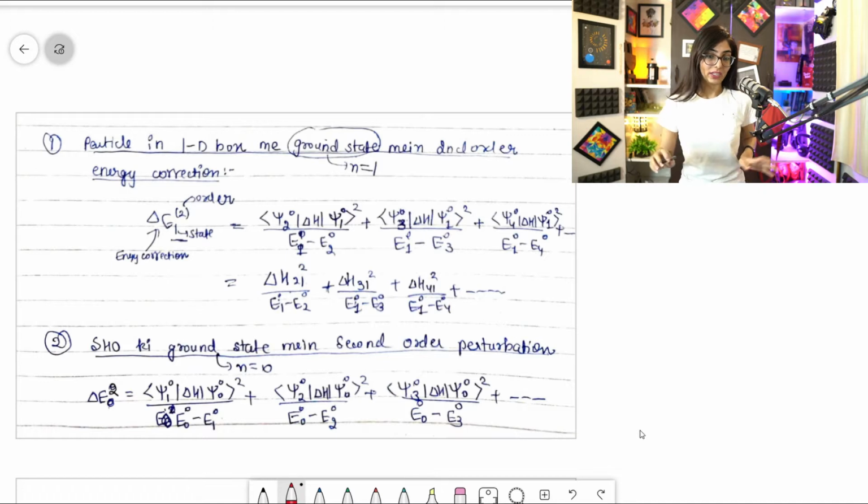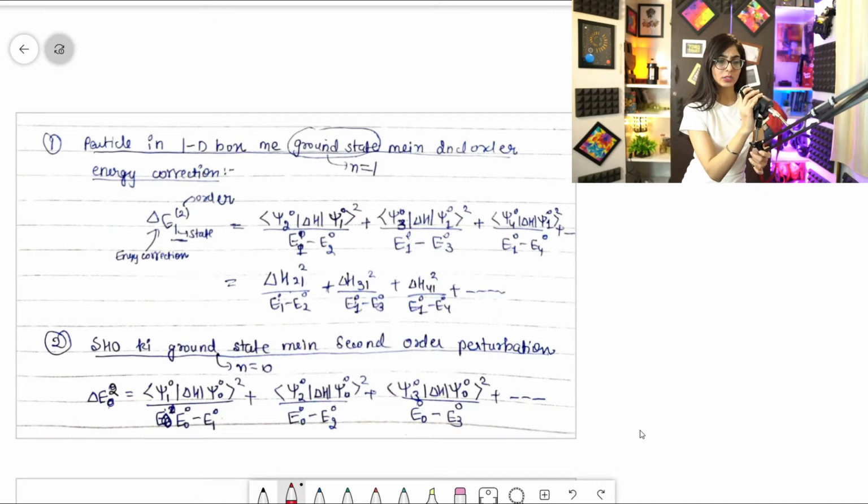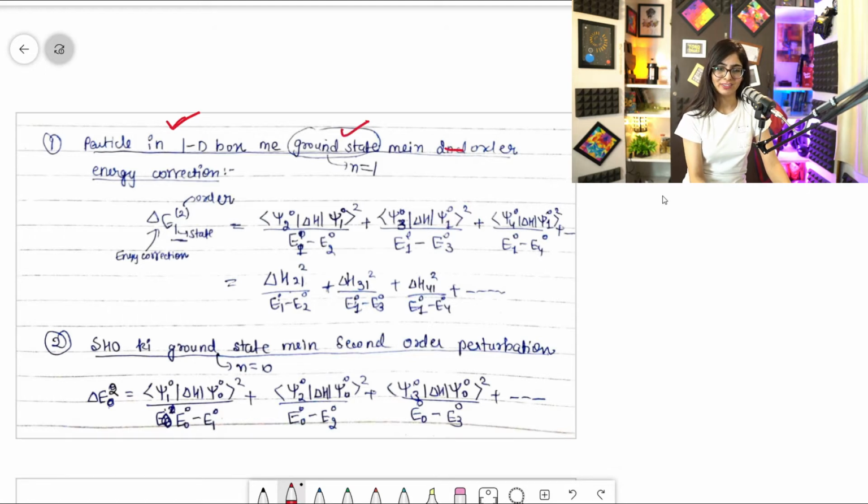So let's just pay attention to the screen. The screen is showing the first thing, which is particle in 1D box, and second order perturbation in ground state in particle in 1D box. Sorry, I've written in Hindi because these are my coaching institute notes, so just avoid that and just pay attention that it is second order perturbation in ground state for particle in 1D box. Clear? So how to write the energy correction because of that.